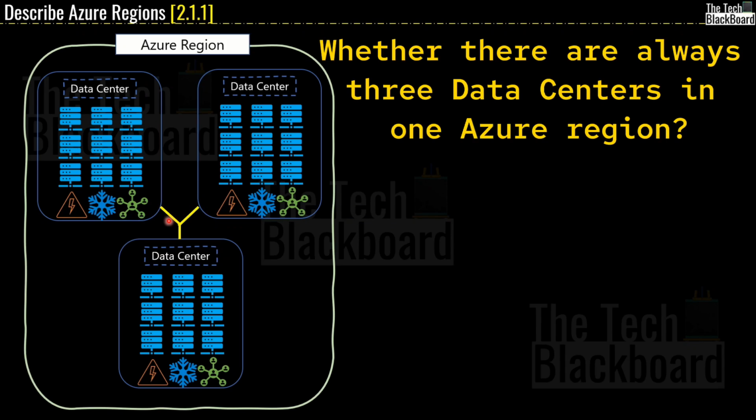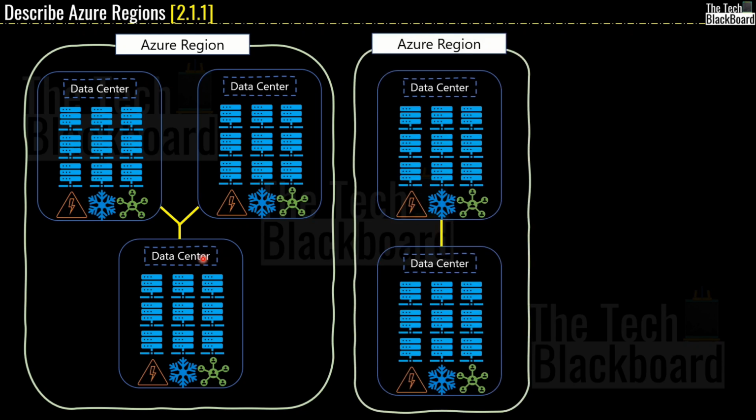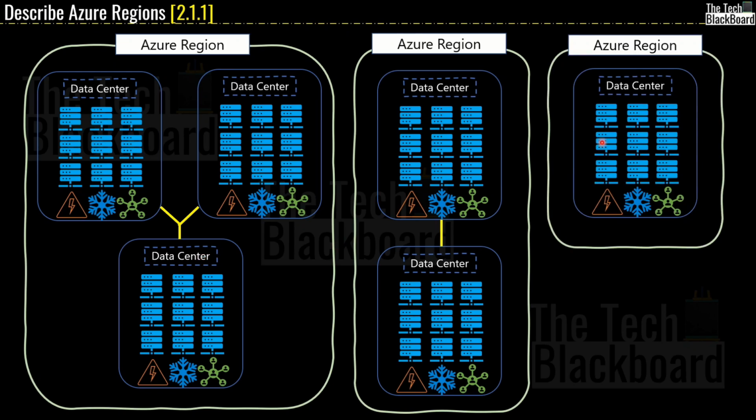Now friends, you may ask one question here: are there always 3 data centers in any Azure region? Well, that's not true. The number of data centers in an Azure region is not fixed. There are Azure regions with different sizes. An Azure region can be made of multiple data centers. It could be 3 data centers, it could be 2 data centers, or it could also be just 1 data center. The number of Azure data centers in an Azure region is not important.